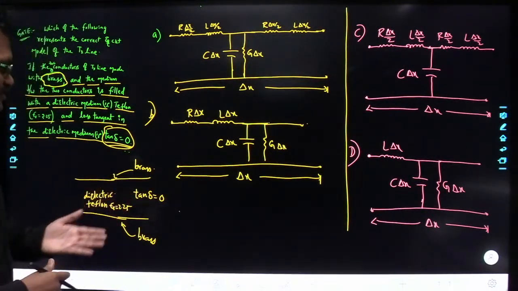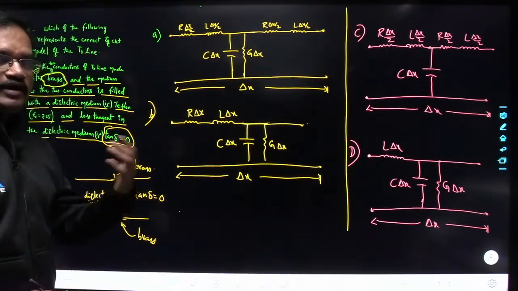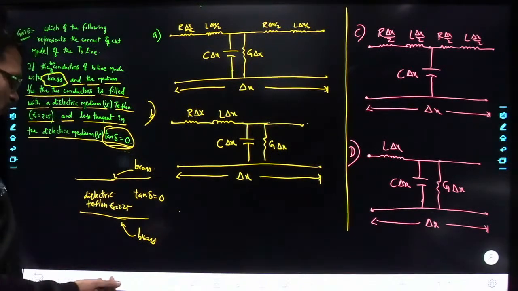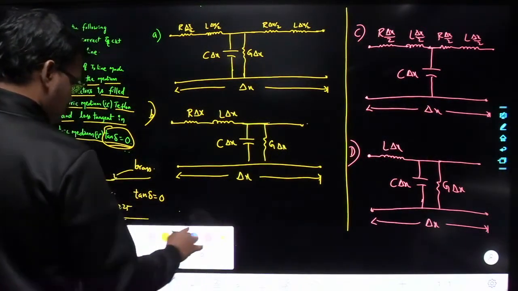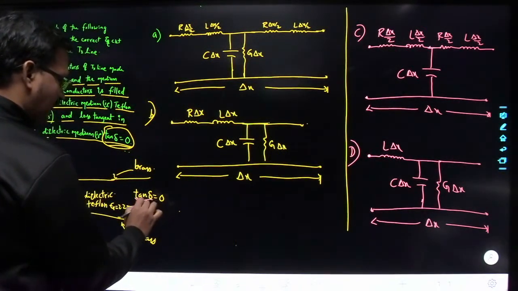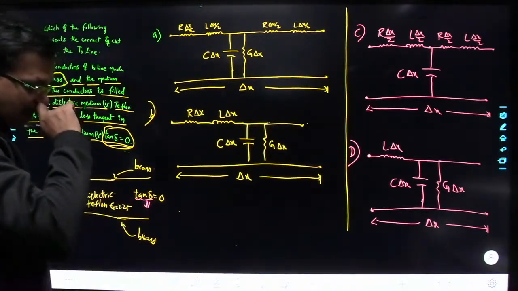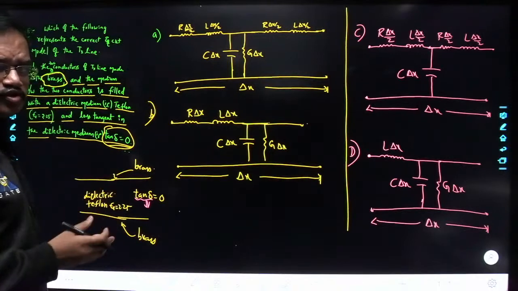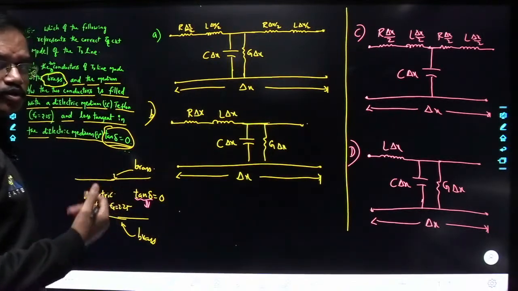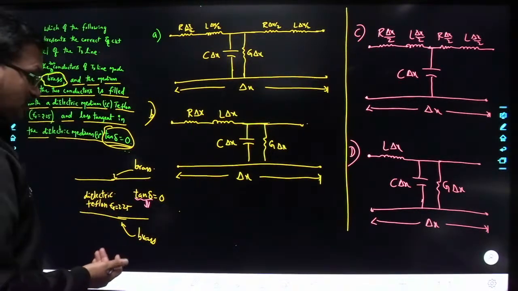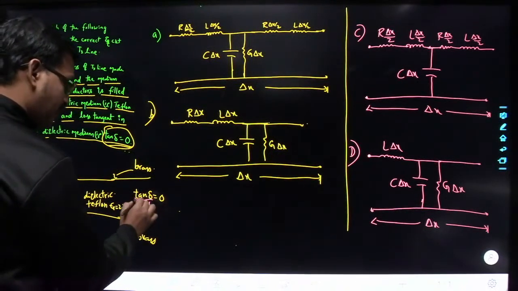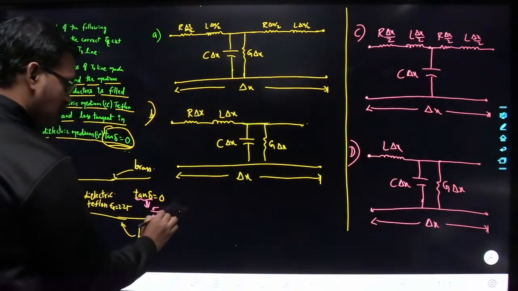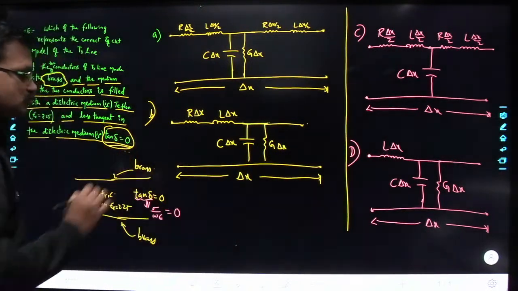We will study this loss tangent while dealing with uniform plane waves. I hope you know what is meant by loss tangent. Loss tangent tan delta is nothing but the magnitude of the ratio of conduction current density to displacement current density. So tan delta is nothing but sigma by omega epsilon, which is equal to zero.